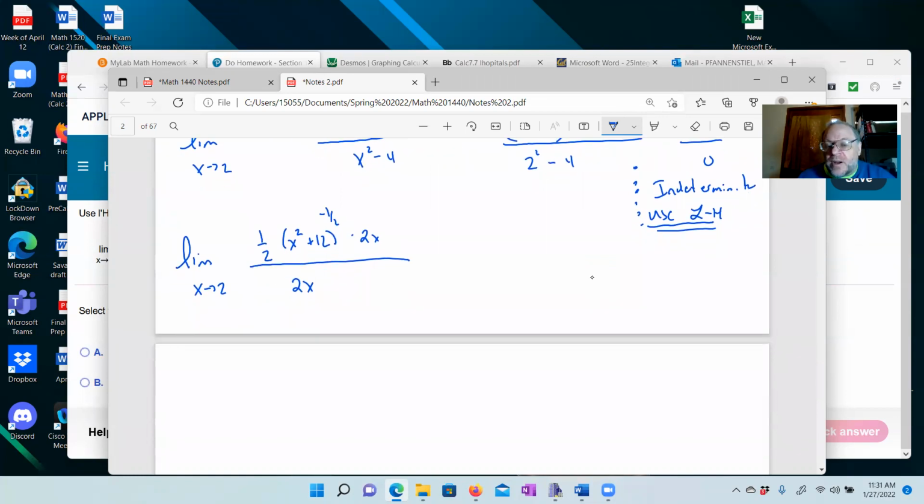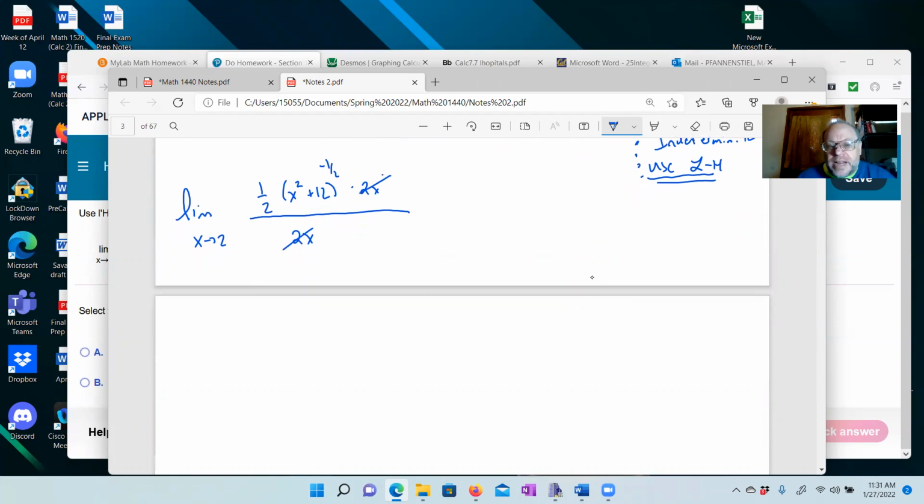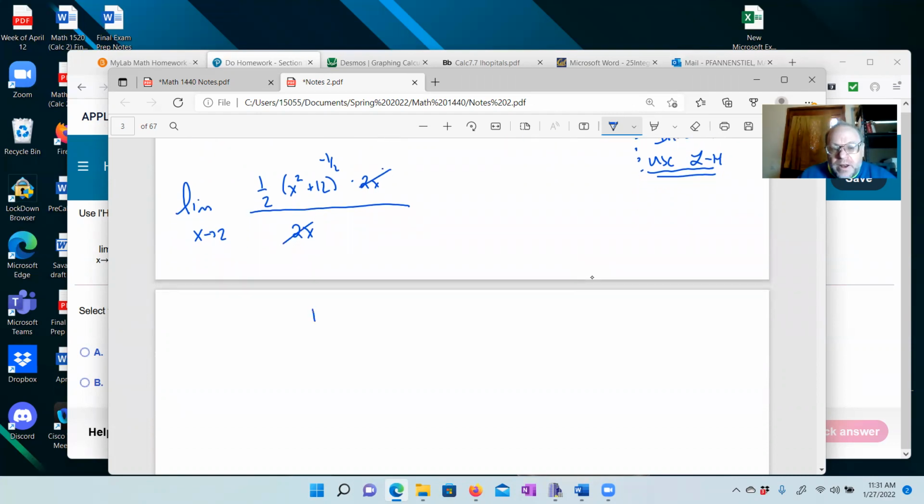So we're going to simplify this a little bit before we apply L'Hopital's again. Do the 2x's cancel? They sure do. Okay, so what are we going to end up with? We're going to end up with 1 over 2, that's this 1/2 because we send it to the bottom, times the square root on the bottom, square root of x squared plus 12. Now, if I plug in my 2, what happens? So we get 1 over 2 times the square root of 2 squared plus 12.